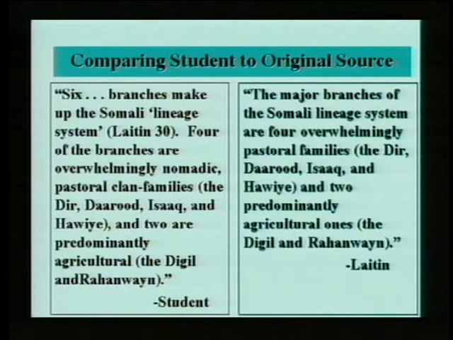This is the Leighton passage. "The major branches of the Somali lineage system are 4 overwhelmingly pastoral families, the Dir, Darwood, Isaac, and Hawiye, and 2 predominantly agricultural ones, the Dijal and the Rahanwin."